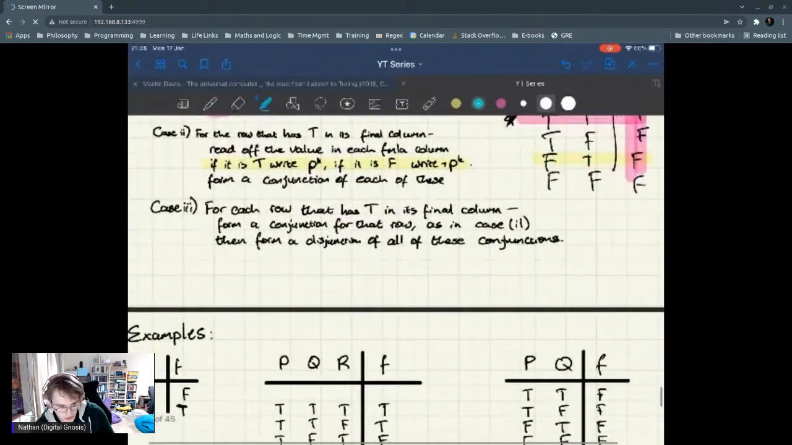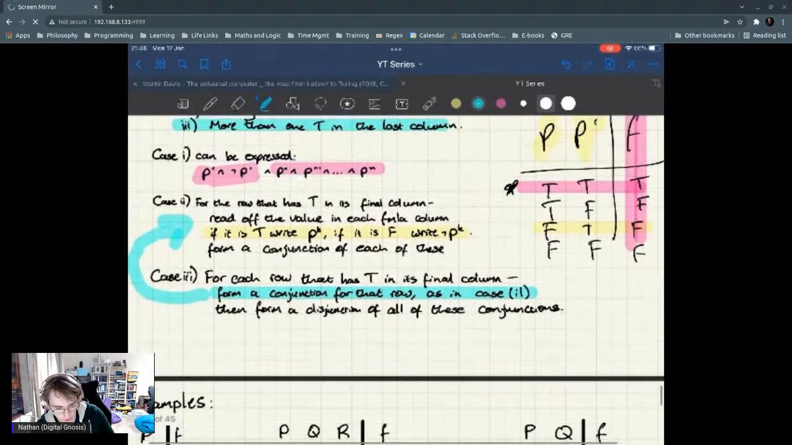For each row that has a T in its final column, we form a conjunction of that row as in case 2. So just like we did before, we go along the row, we read off each value. If it's false, we negate it. If it's true, we just assert it and we conjunct them all together.